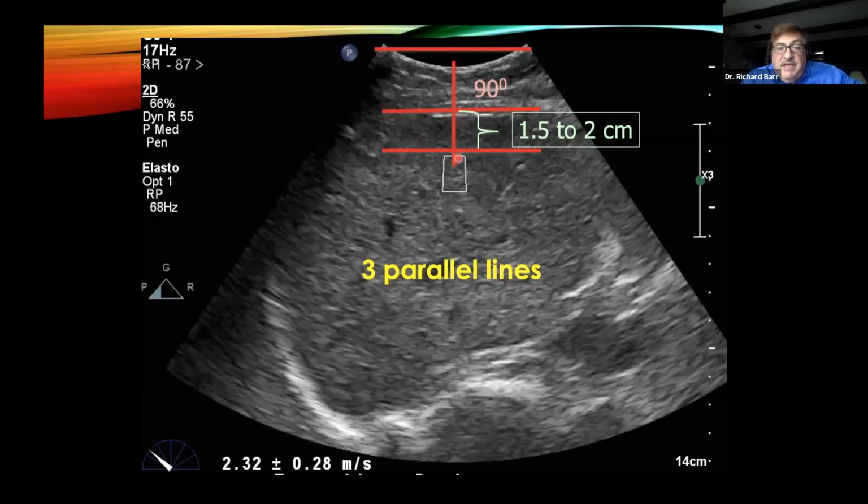And then we're going to place the box, as here in point shear wave, or the larger field of view box in 2D shear wave, parallel to that. So we're going to have 3 parallel lines when we do this. And again, we try to standardize the depth we take things, and we like to put the box at 1.5 to 2 centimeters below the liver capsule if we can.